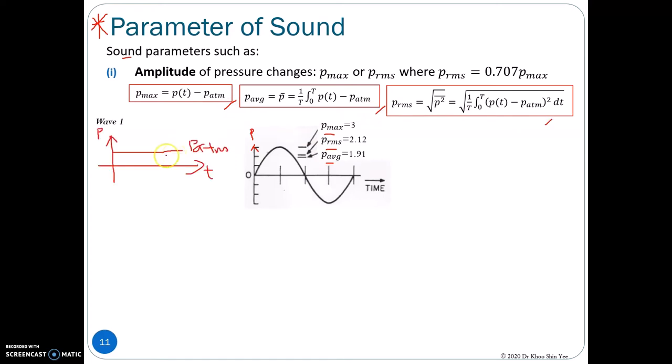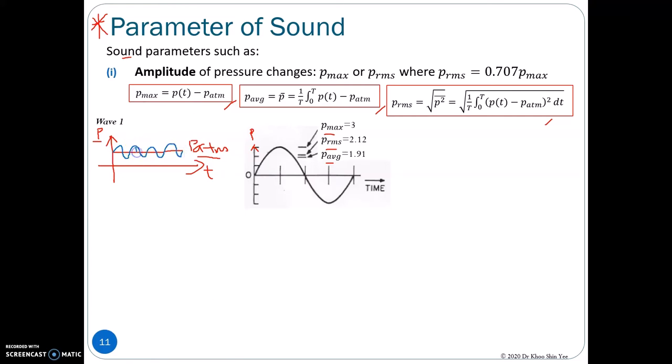Previously, we learned that without a sound source, the pressure in a medium will remain constant at P atmospheric. If there is a sound source, for example, if you turn on the speaker, then the pressure will fluctuate with respect to the atmospheric pressure.